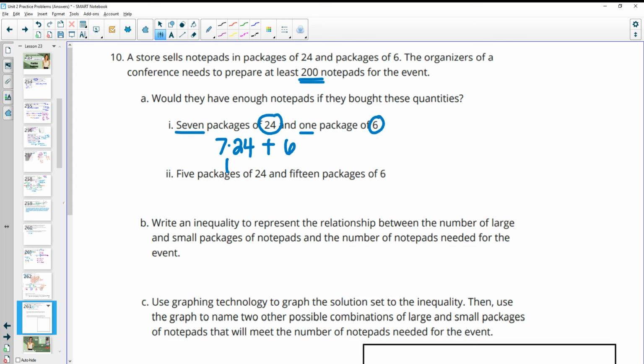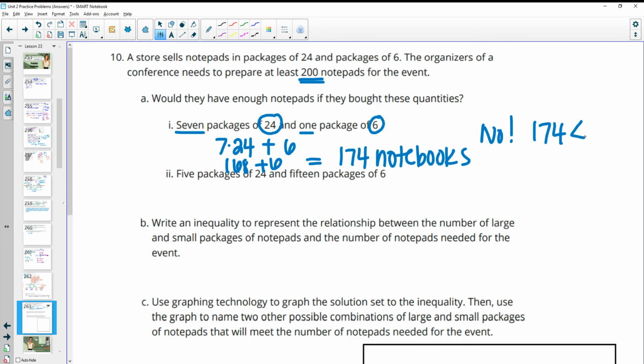is 168. And then plus 6 would give us 174 notebooks, which is not 200 or more. Okay, so it needs to be at least 200. So this would be no, because 174 is less than the 200 that we need.